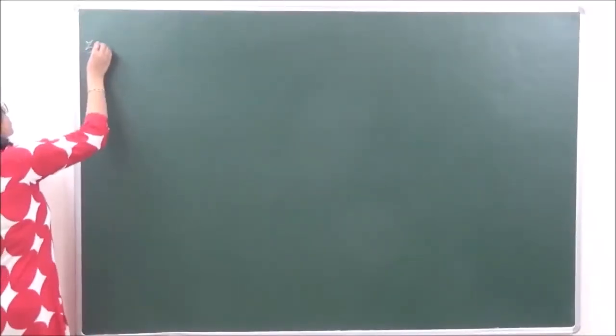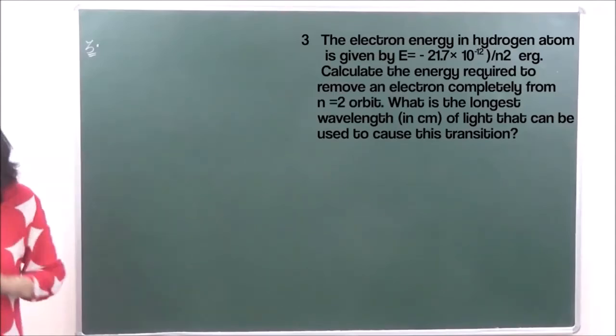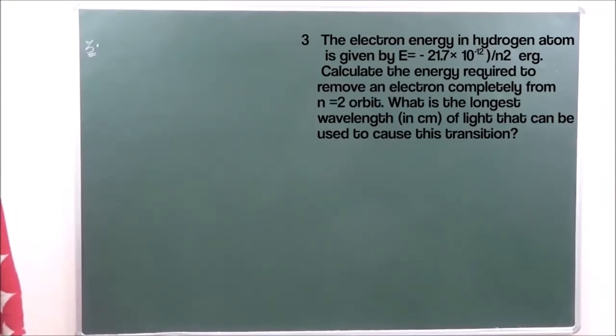Question number 3. What is question number 3? The electron energy in hydrogen atom is given by E is equal to minus 21.7 into 10 raised to power minus 12 upon n square erg. Calculate the energy required to remove an electron completely from n is equal to 2 orbit. What is the longest wavelength of light that can be used to cause this transition?